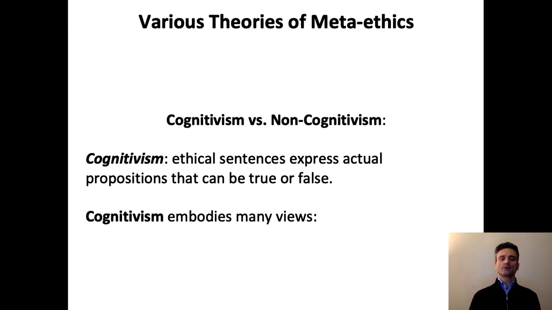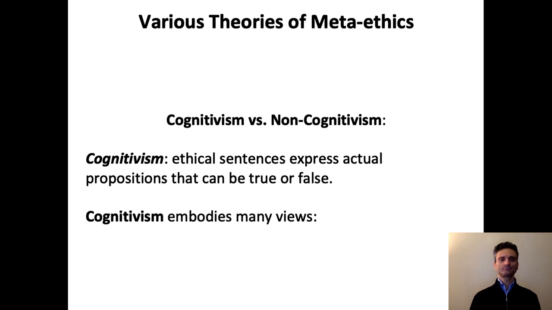But believe it or not, there are many philosophers who argue that the sentence, slavery is immoral, cannot be true or false. Why is that? Well, because if something is true or false, it must be true or false relative to something else.